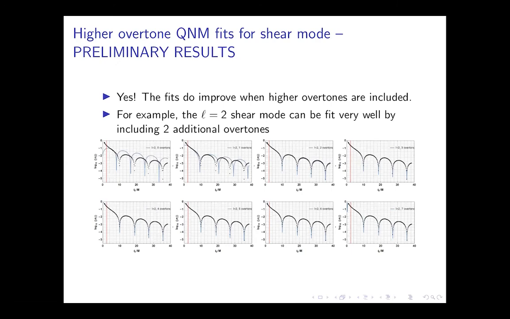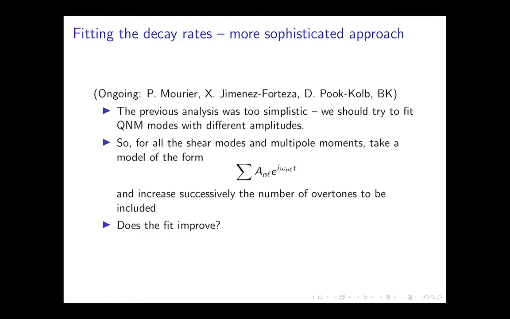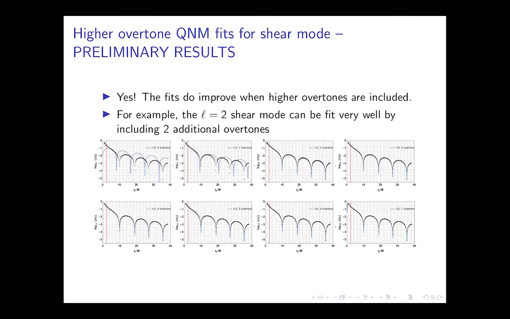So this is an example of what was done. In this case, this result is again preliminary. This is work done mostly by Pierre Mourier and by Chisco Jimenez Forteza. So let me just explain what this plot is. In each of these plots, the black dots represent the data, the shear one that you just saw. And in this case, I'm looking at just the L equal to 2 mode of the shear.